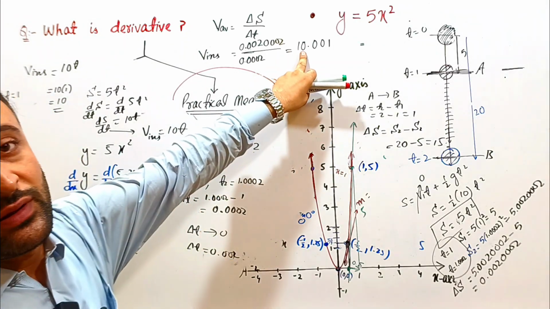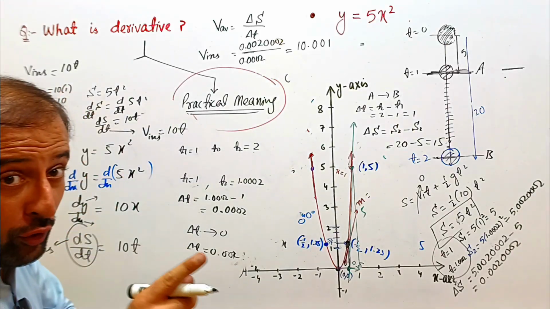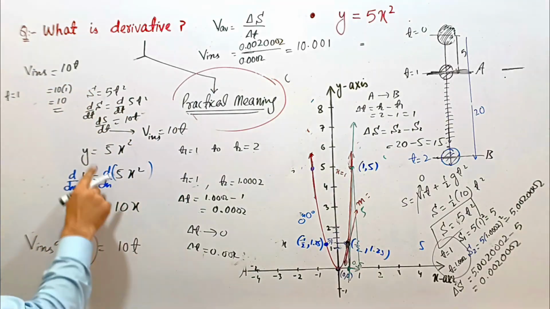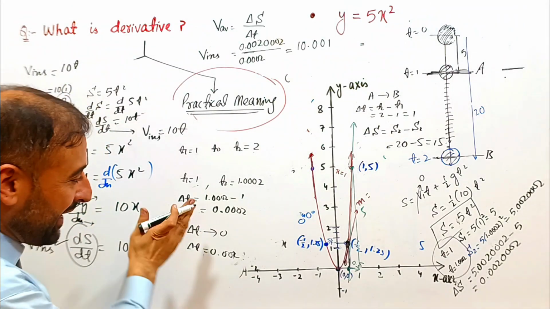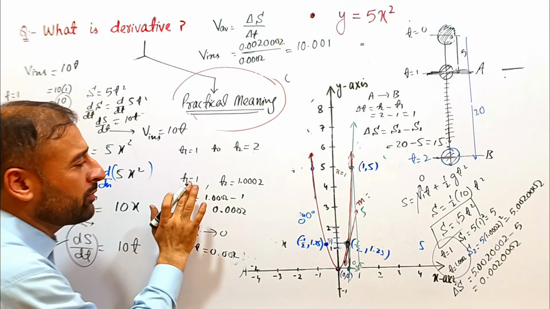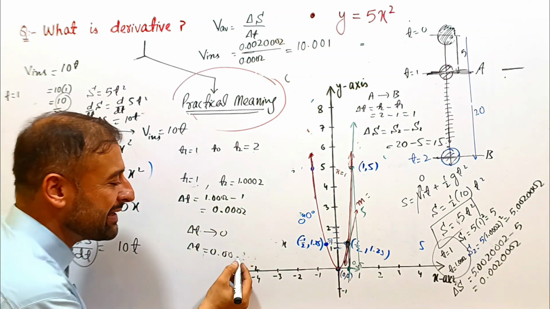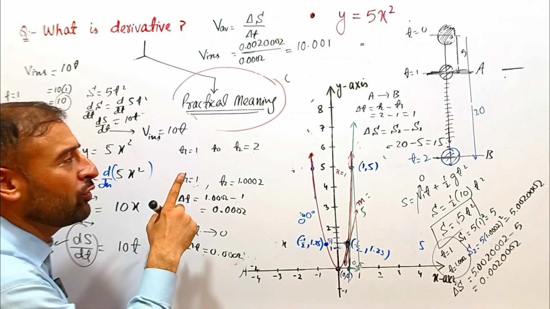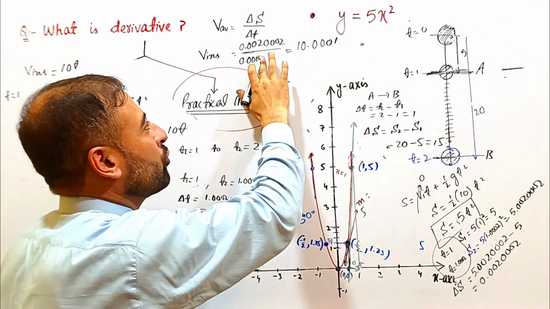It is not exactly 10, but the closer delta t is to 0, the closer the instantaneous velocity will be to 10. If you make delta t closer to t1, then you find the value, and it is closer to 10.